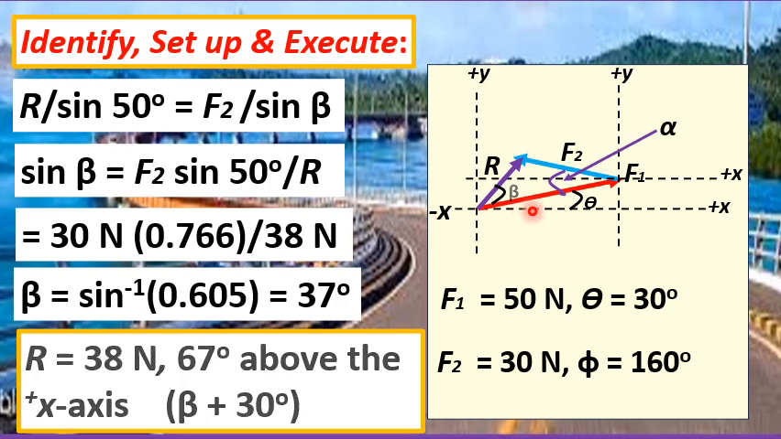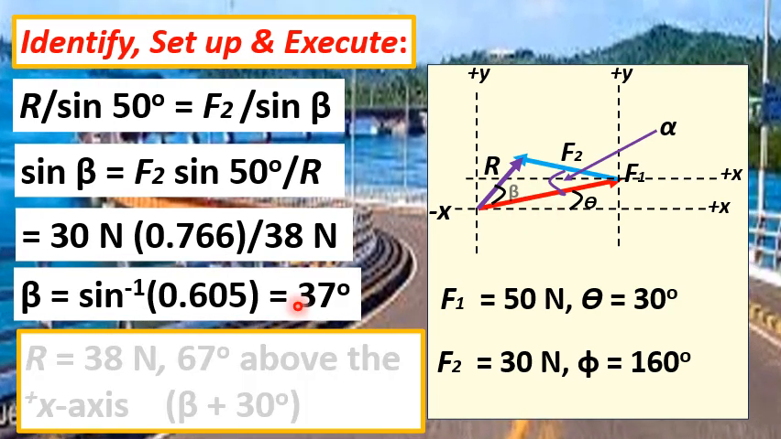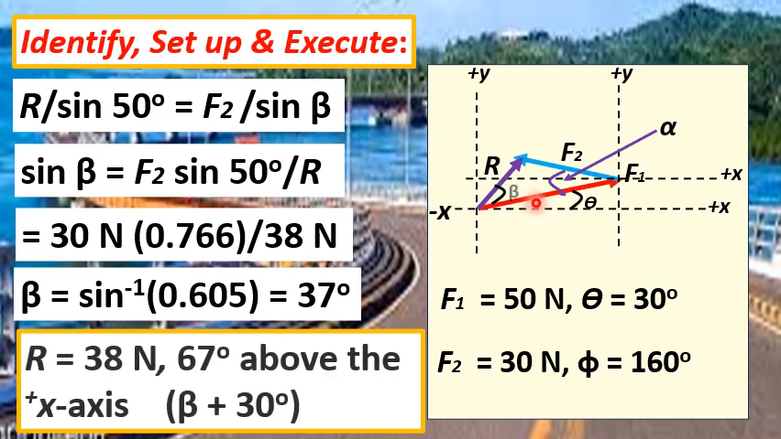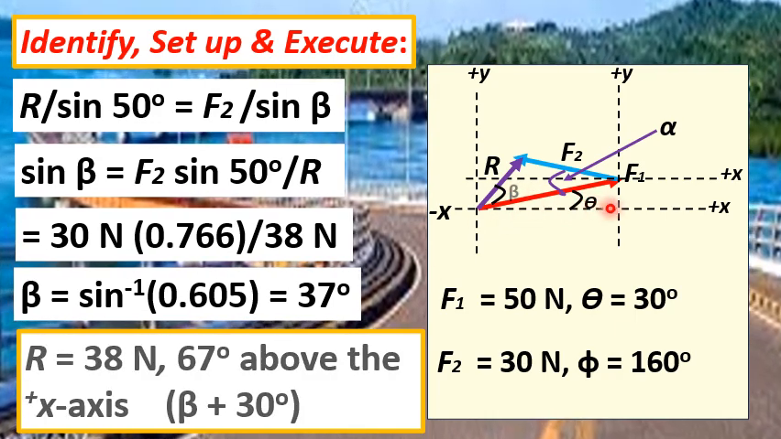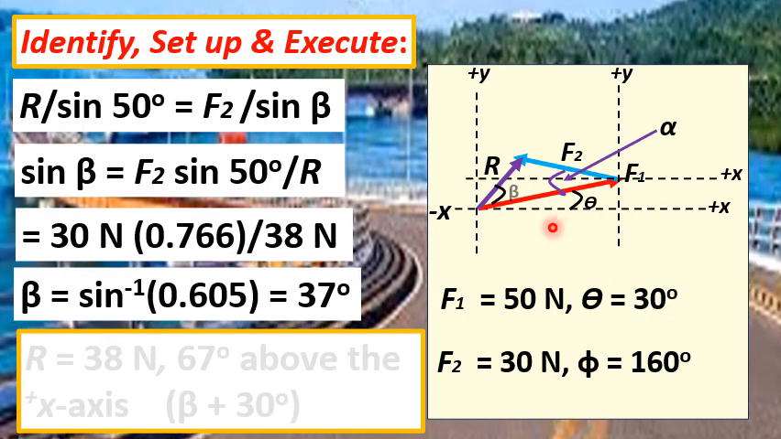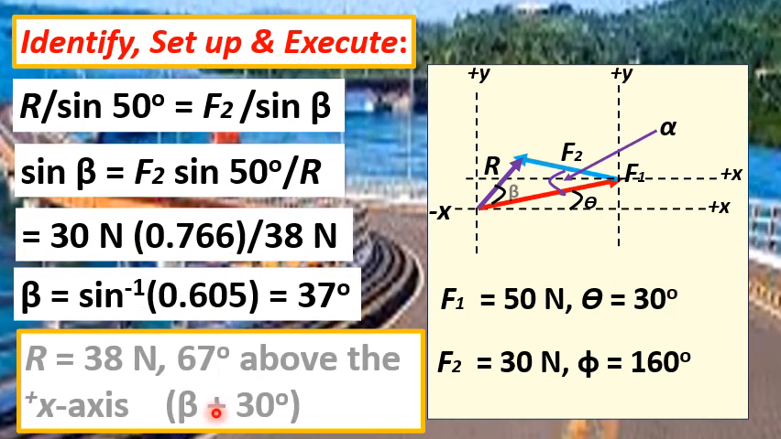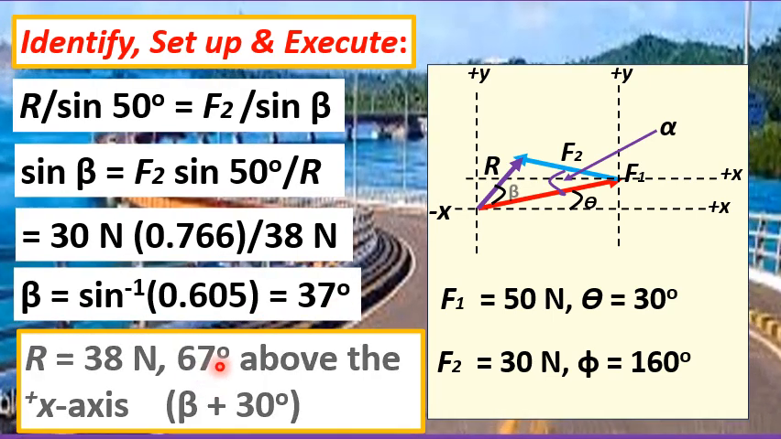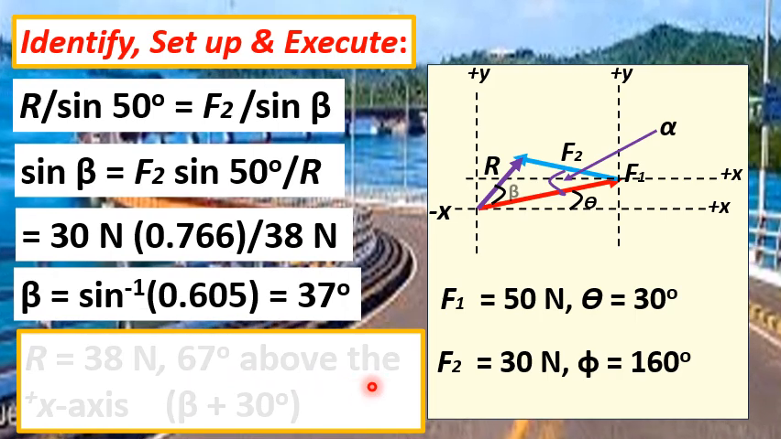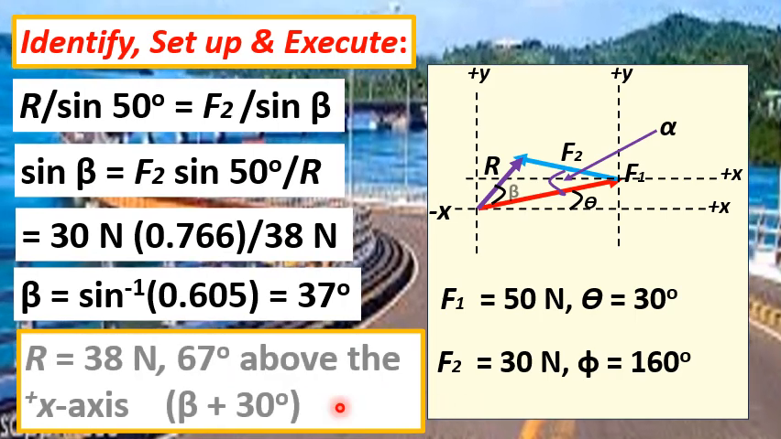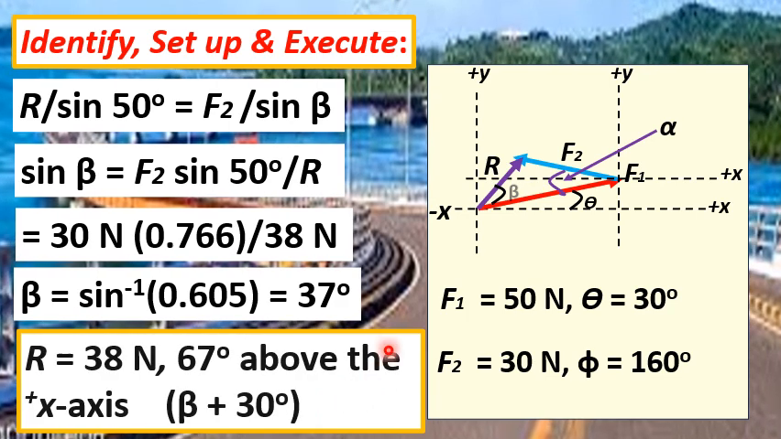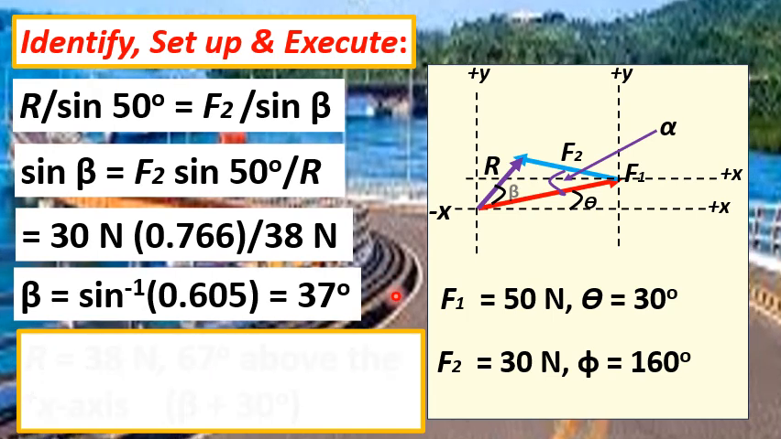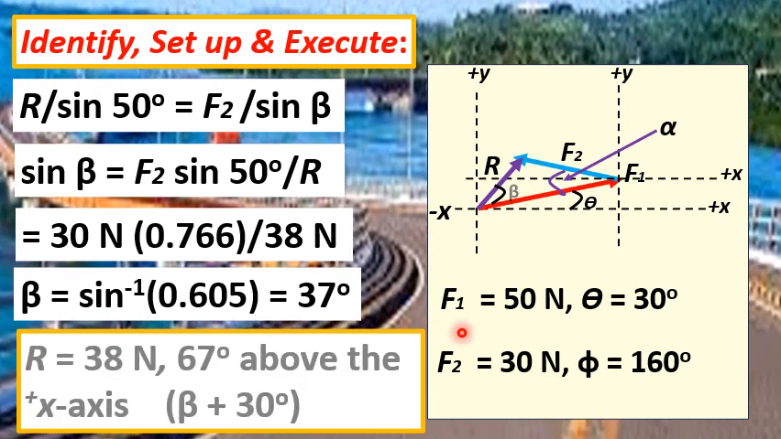And that would mean that the angle that we have to use is the sum of angle beta and angle theta, where angle theta, of course, is 30 degrees. So 30 degrees plus the angle beta, which is 37, that gives us 67 degrees. So this is our final answer for the question, what is the magnitude and direction of the resultant force of the two given forces, F1 and F2.